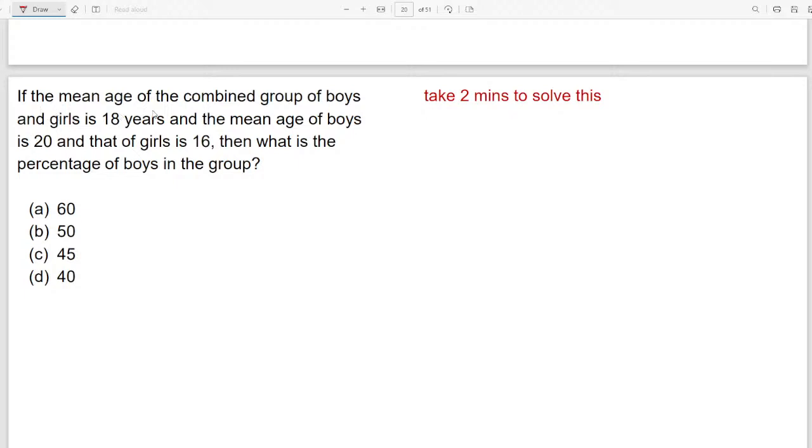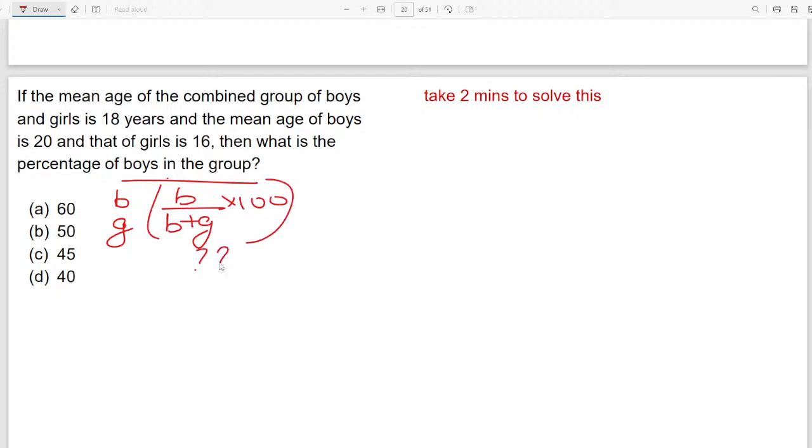They're saying that if the mean age of the combined group of boys and girls is 18, the mean age of boys is 20 and that of the girls is 16, what is the percentage of boys? So we let the number of boys be B and the number of girls be G, and we need to find B divided by (B plus G) into 100. This is what we need to find out. So just mark it here.